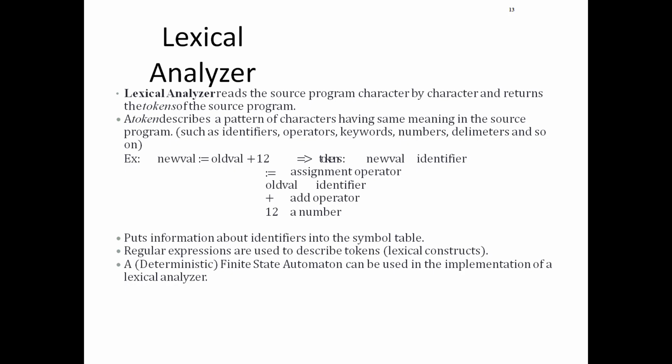For example, here I have taken newvalue equal to oldvalue plus 12. Here newvalue is an identifier, then equal is an assignment operator, oldvalue again is an identifier, plus is an operator, an addition operator, and 12 is a number. Here I have used 2 identifiers, so this information is stored in the symbol table: identifier 1 is newvalue, and identifier 2 is oldvalue. These 2 are stored in the symbol table.